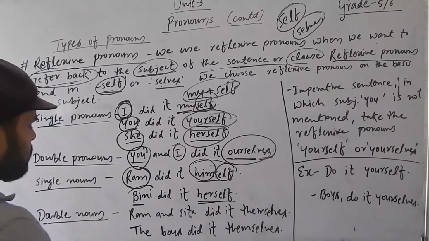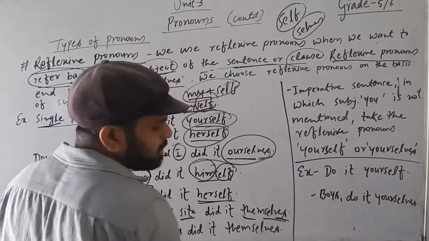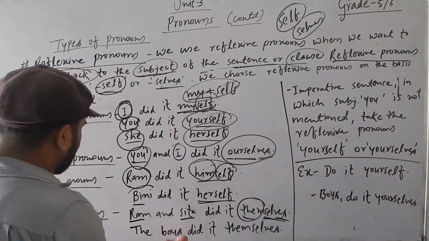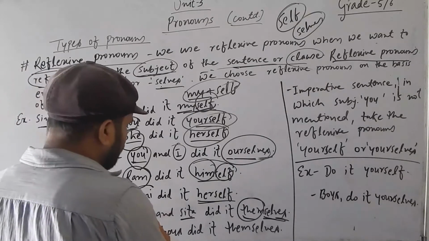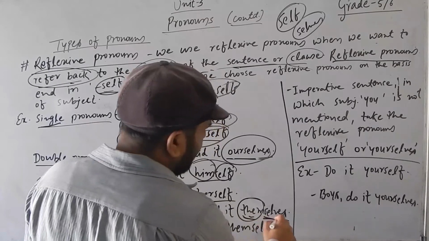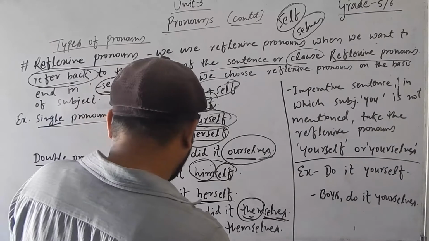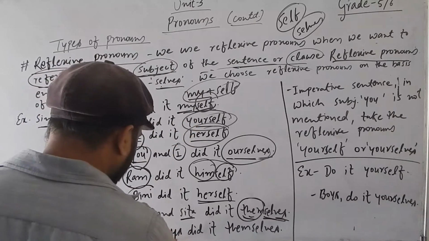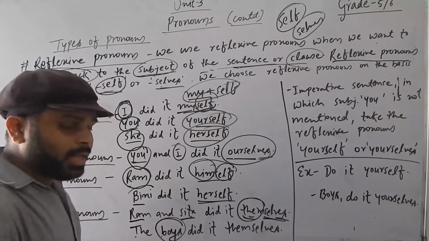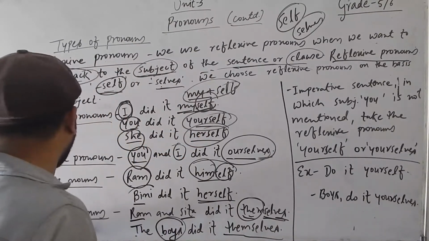Next, double nouns. Ram and Sita did it themselves. Themselves. Them is plural and here are double nouns as well. So, for Ram and Sita, them plus selves, themselves. The boys, B-O-Y-S, the boys did it themselves. Again, here is the plural subject. So, themselves. Double nouns.